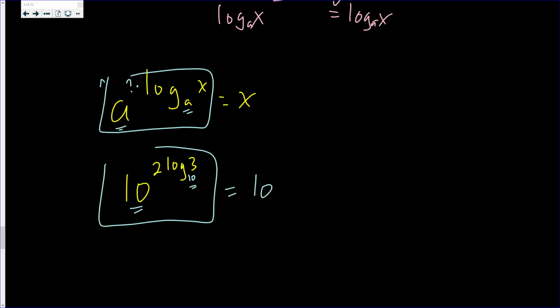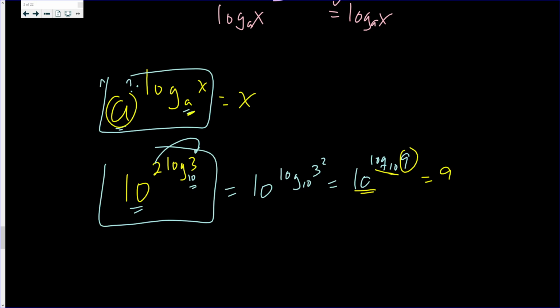So what you need to do is realize that that's 3 squared. That is, this is 10 to the log base 10 of 9. Now it's in the form a to the log base a of a number is equal to the number. A raised to the log base a of a number is the number. You can't deal with that 2 out there. That 2's really messing things up.